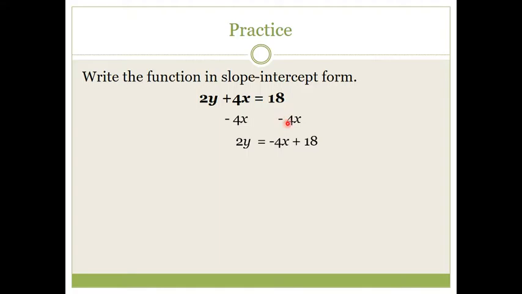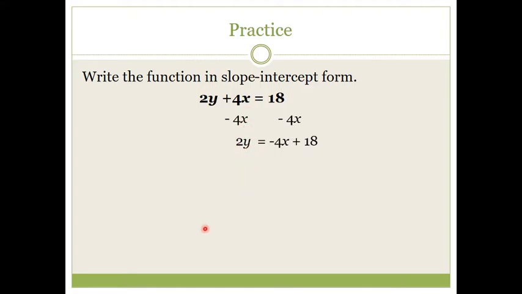Could I have put this negative 4x at the end? Could I call it 18 minus 4x? Yes, we can. It's just not the form that we're used to seeing it in. So we switch the terms so that the x is first, so that we have the mx plus b kind of form. Now we're not done yet because y isn't completely by itself.